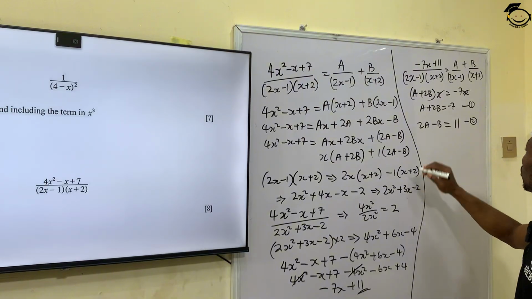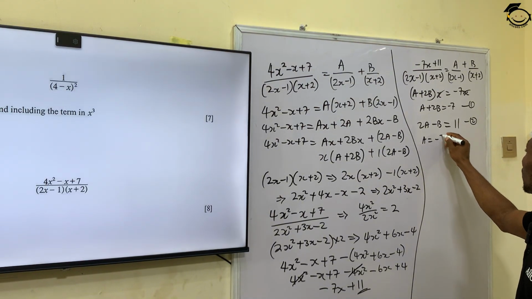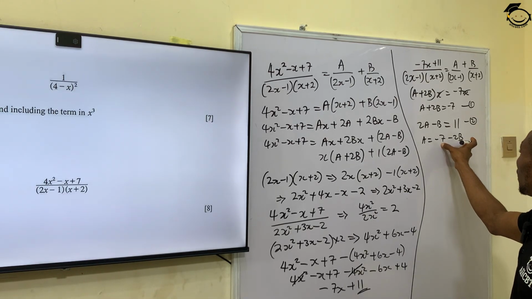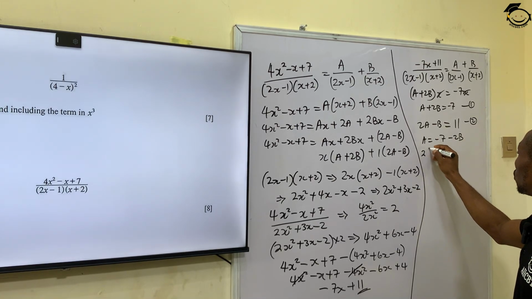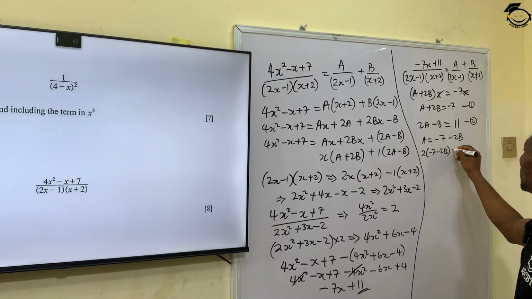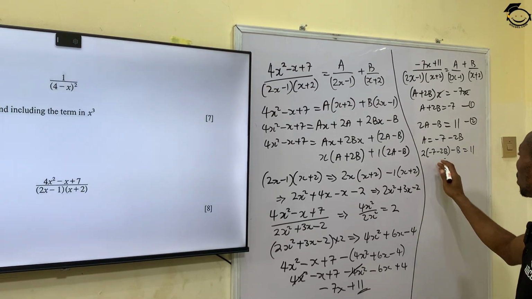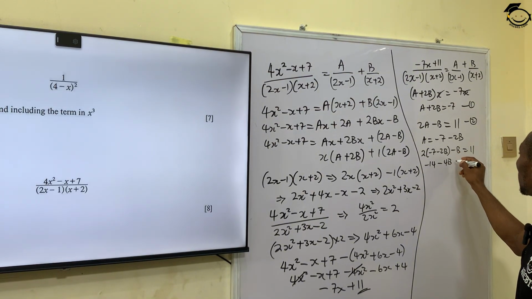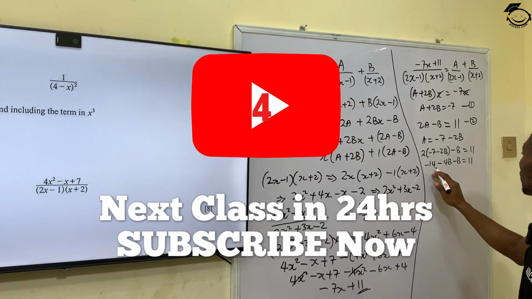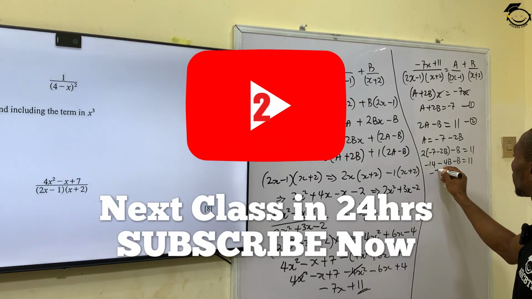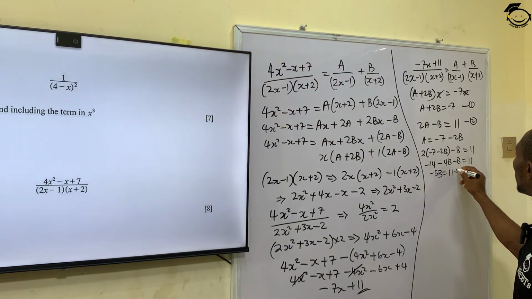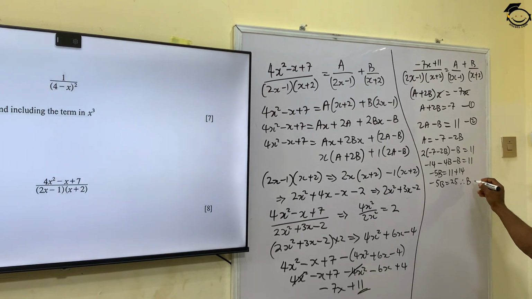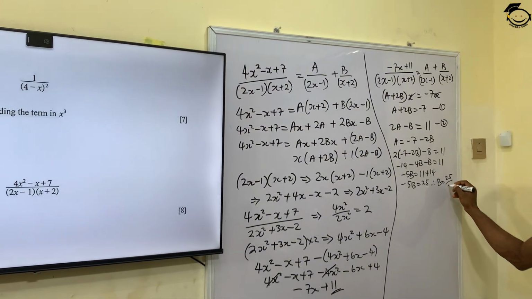So from equation 1, we can say that a equals minus 7 minus 2b. All right. Now, substituting value of a into equation 2, this becomes 2 bracket minus 7 minus 2b minus b equals 11. All right. This will give us minus 14, opening up the bracket, minus 4b minus b equals 11. Now, collecting like terms, we have it as minus 5b equals 11 plus 14. So minus 5b equals 25. So therefore, our b equals 25 over minus 5.